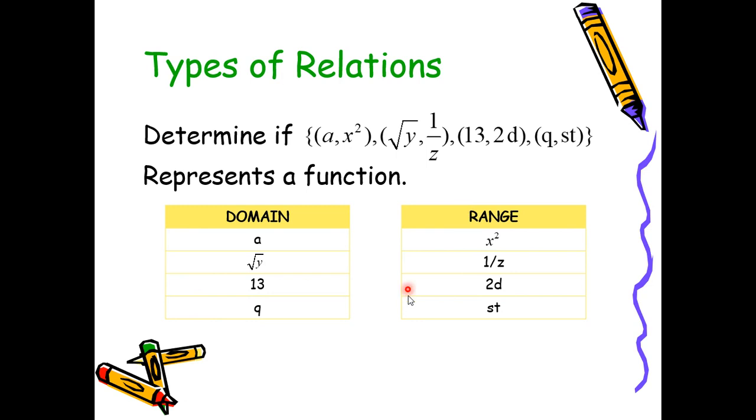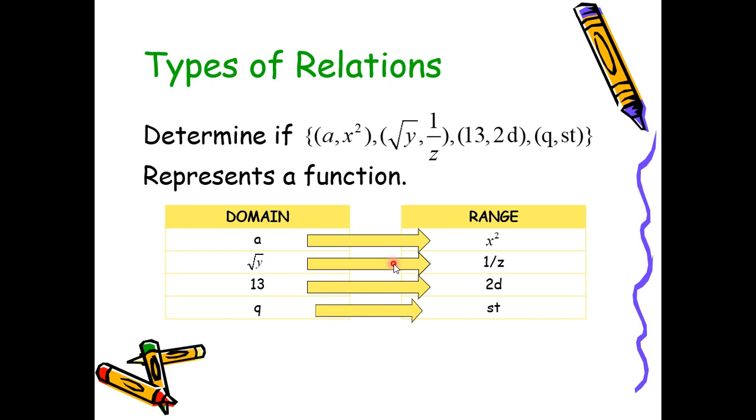So after natin siya masulat on table, so mas maganda na po yung visualization natin, ang gagawin po natin is we're going to look for their corresponding range. So isa-isang domain, hahanapin natin ngayon kung sino dyan yung mga corresponding range nila. Like for letter A, it corresponds with x squared. The square root of 2y is for 1 over z. The 13 is for 2d. And lastly, Q is for ST.